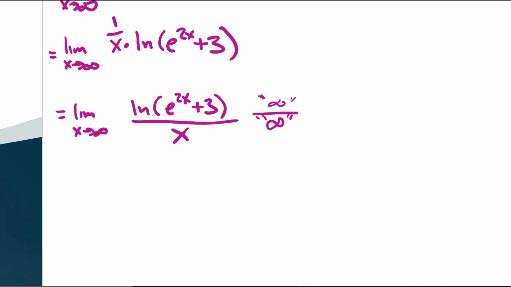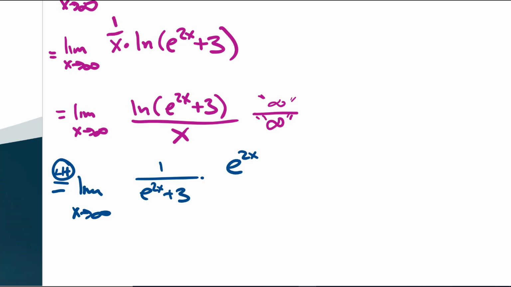So now we can do L'Hopital's. We let the reader know: limit as x tends towards infinity. We take a derivative at the top. That's going to be 1 over whatever's inside there times the derivative of the inside. The derivative of e to the 2x plus 3 is e to the 2x times 2. And then the derivative of the bottom is equal to 1.